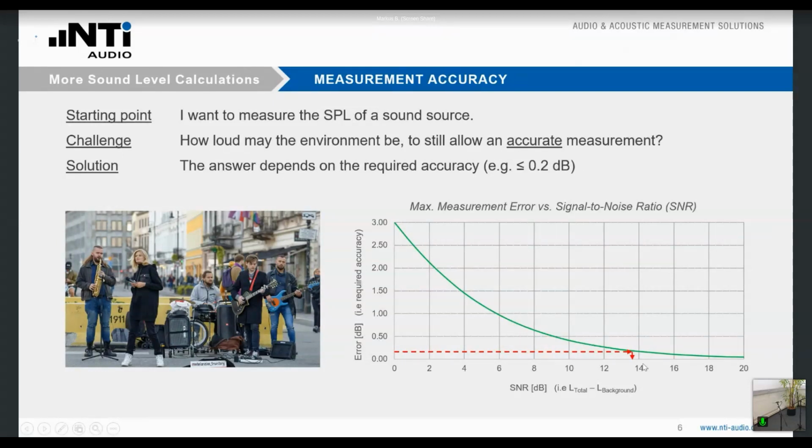Of course, you could also do it the other way around. Let's assume you determine the signal-to-noise ratio and it is only 6 dB. In that case, you know that the maximum deviation of the reality from your measurement can be plus minus 1 dB. So this is the way how you interpret this curve, and this is the way how you can determine how accurate your measurement actually is.